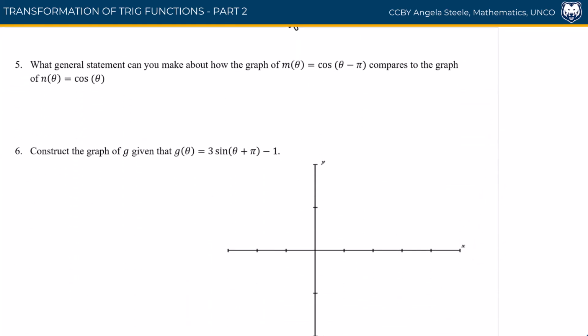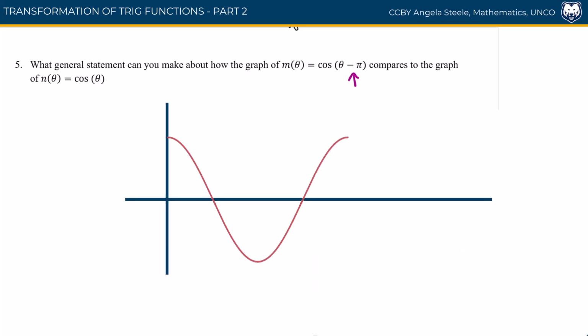Okay, on problem number 5, it says, what general statement can you make about how the graph of m of theta equals cosine theta minus pi compares to the graph of just our cosine theta? So here we're not graphing it. We can just look at this, and we know that it is going to move opposite of that sign, which means it's going to move to the right pi units.